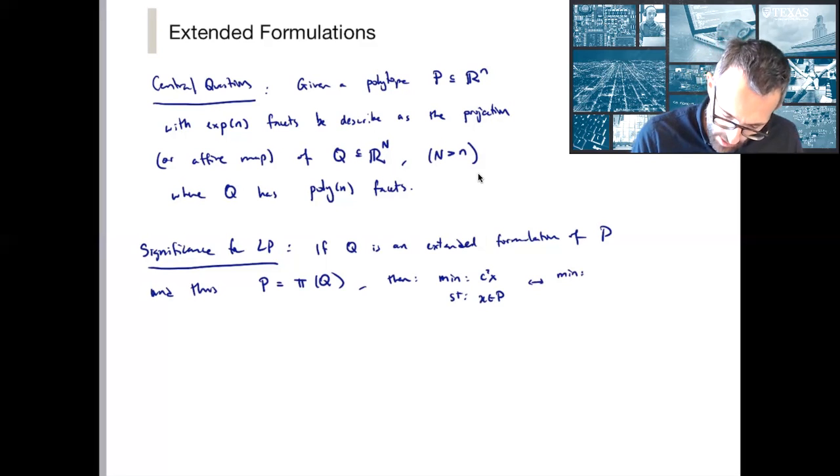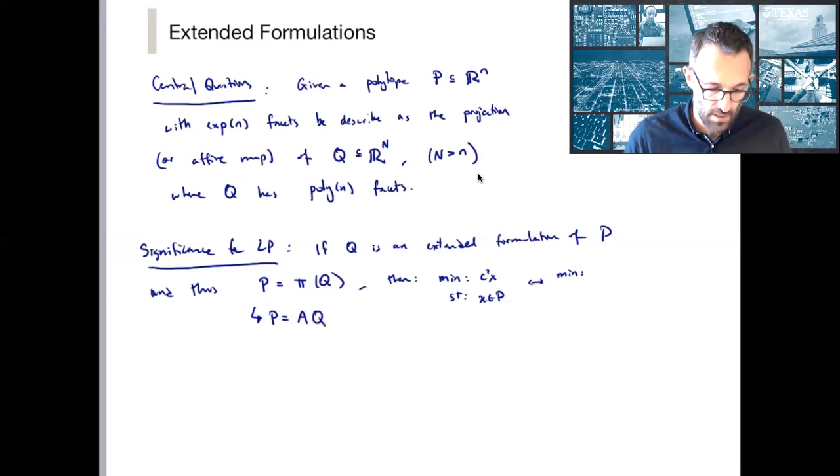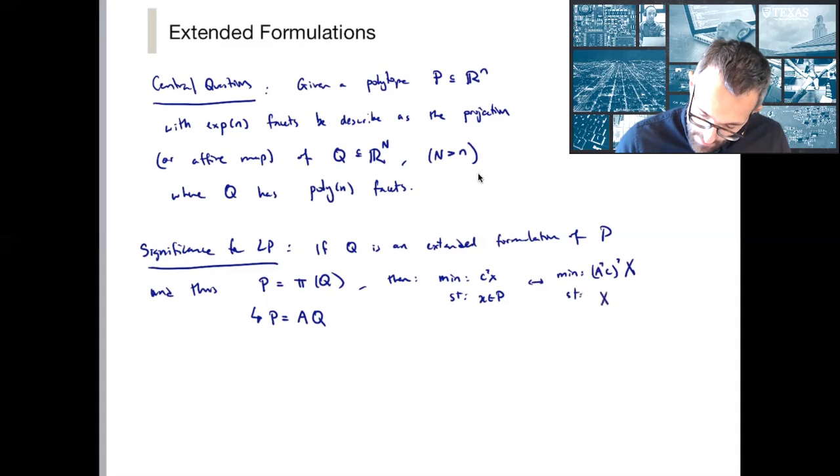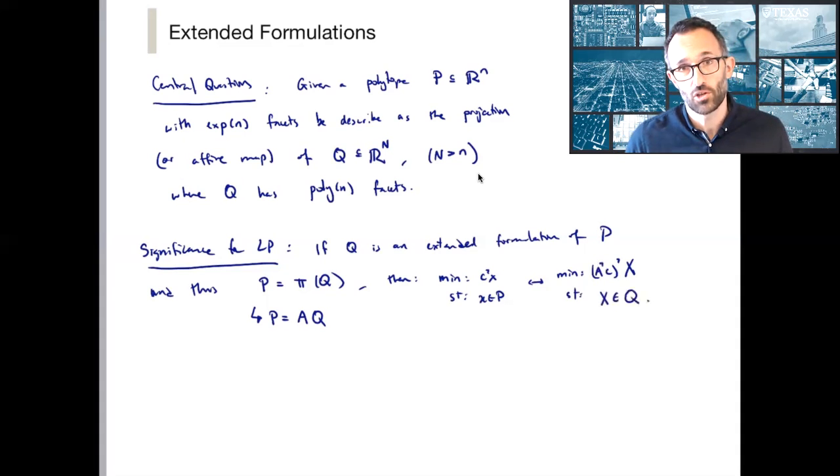Let me write this actually a little more explicitly. I think it'll be convenient. Let's even more say that P is some matrix A applied, so just a linear map, of Q. So in that case, instead of minimize c transpose x, I can write this as minimize A transpose c transpose capital X, where capital X is now in the extended formulation. And my extended formulation is clearly, now I can solve that.